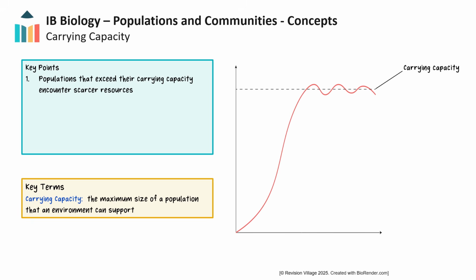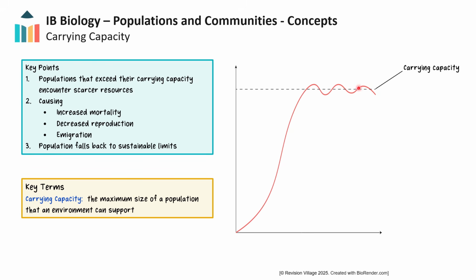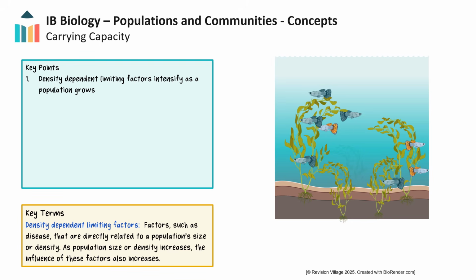When a population exceeds its carrying capacity, these resources become scarcer, causing increased mortality, decreased reproduction, or emigration until the population falls back within sustainable limits. This dynamic equilibrium is a hallmark of stable ecosystems. Population size is regulated by both density-independent and density-dependent limiting factors.